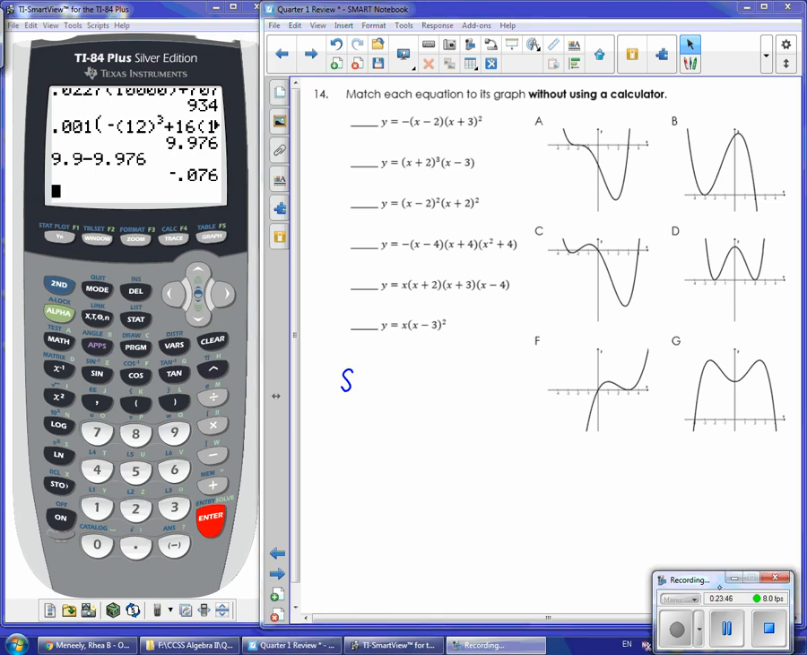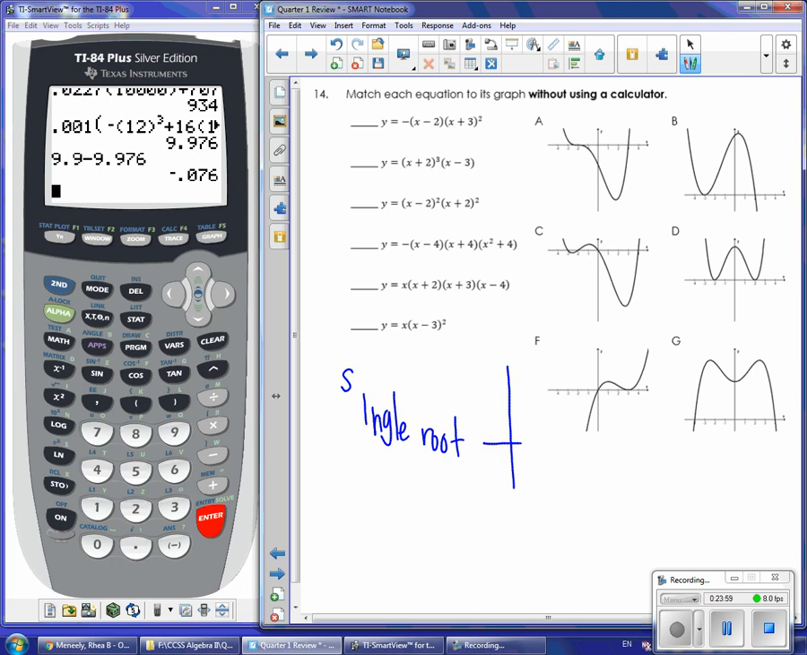I can't hit anything. Okay, so if we have a single root, the graph is going to pass straight through it. I don't know what's wrong. So if I have a single root, my graph is going to just kind of pass through the x-axis.